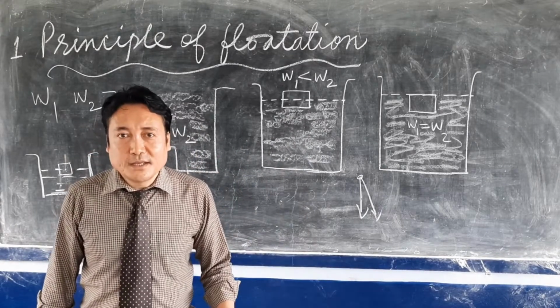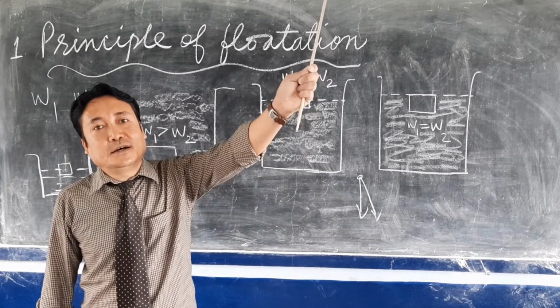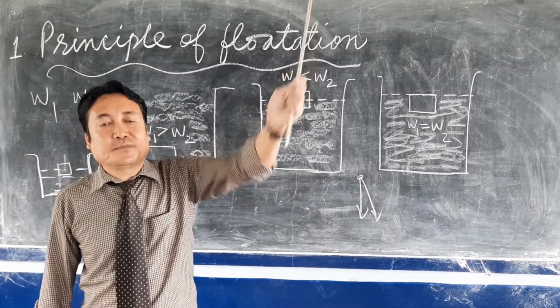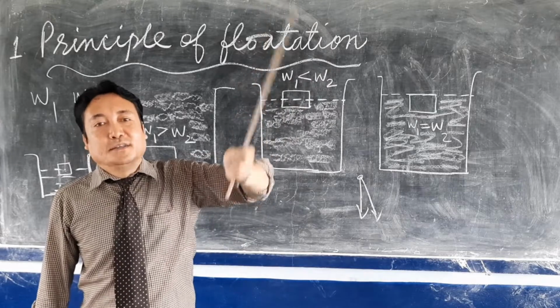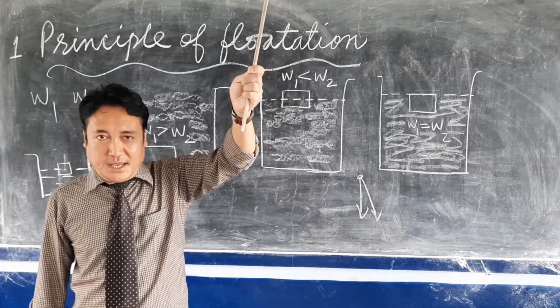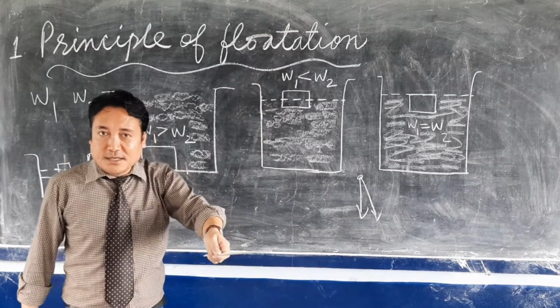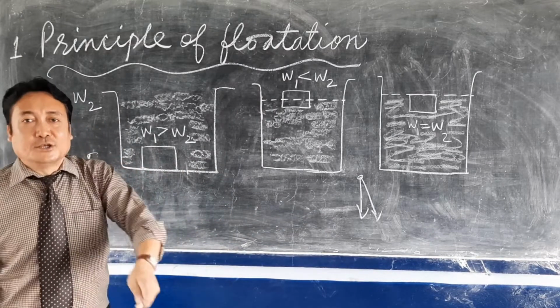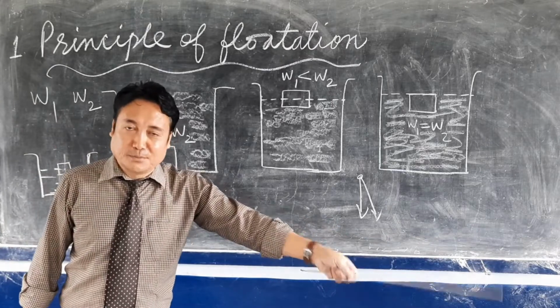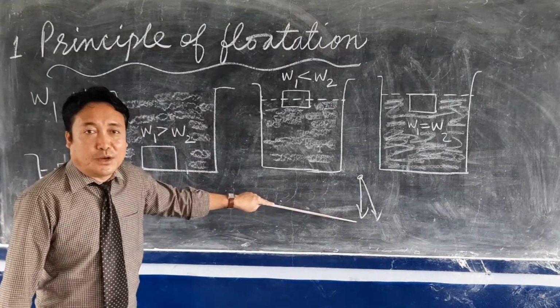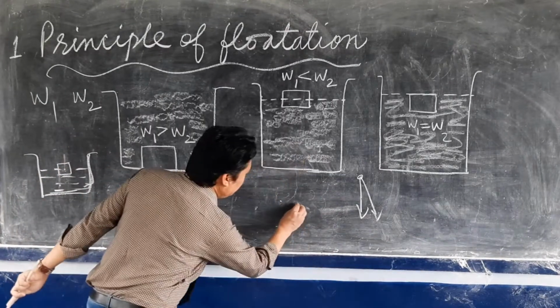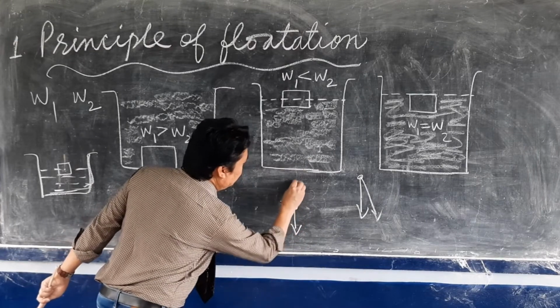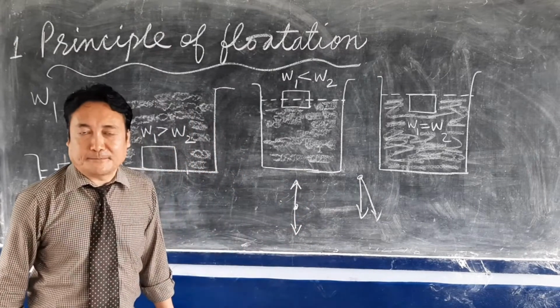It is a point on a body at which the weight of the liquid, or the buoyant force, acts vertically upwards. So the second condition is that the center of gravity and the center of buoyancy should lie on the same line. Both should be on the same line.